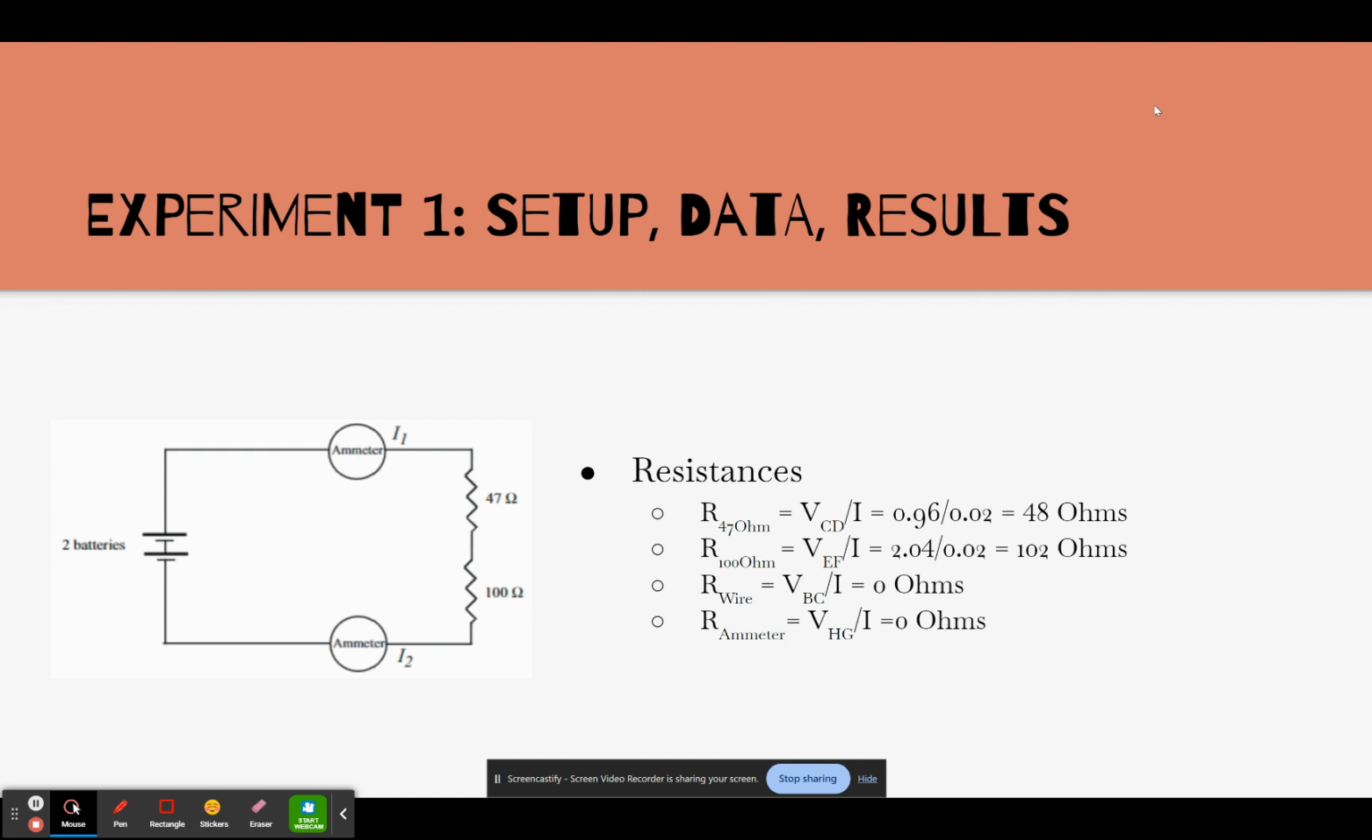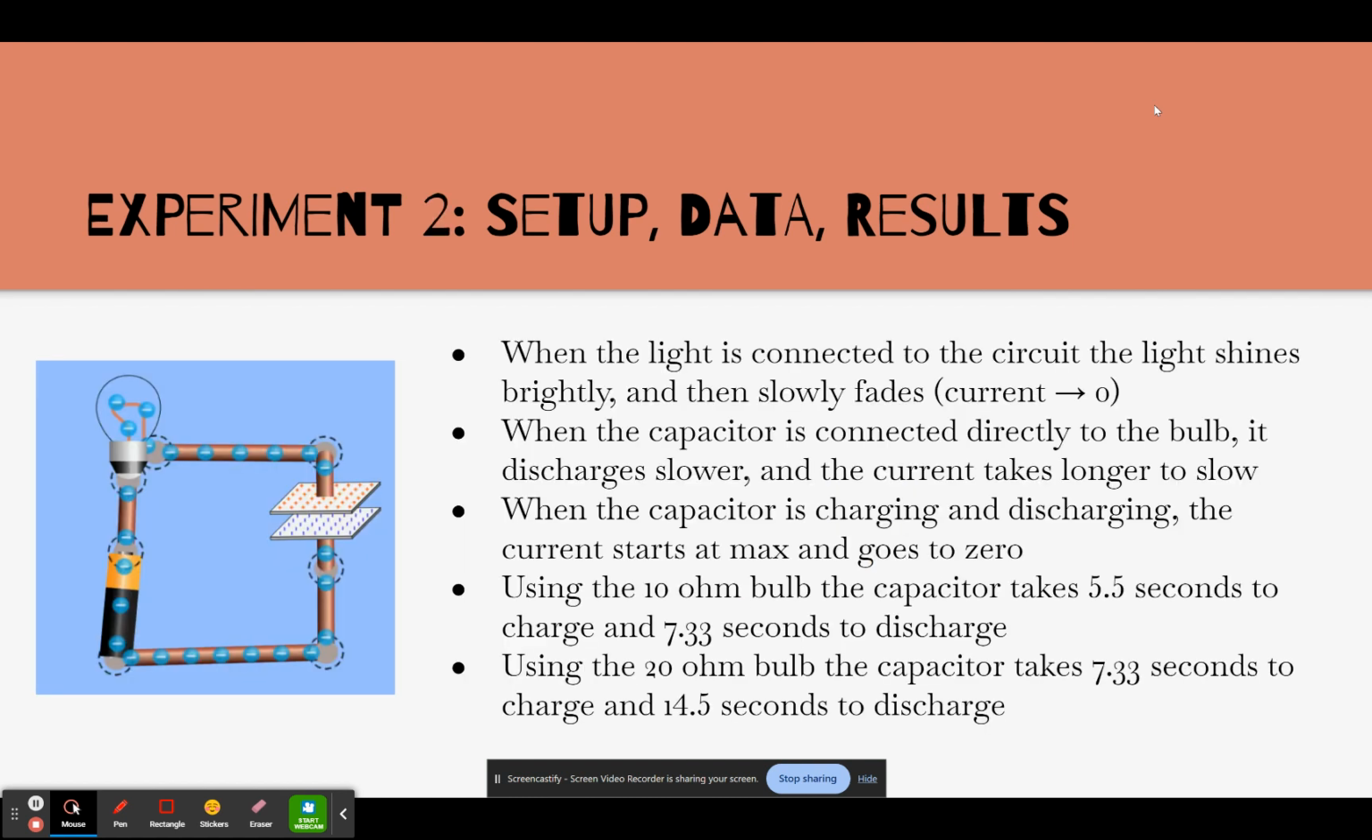These are the resistances calculated around the circuit. We found the voltage change across the area that we were trying to find the resistance of, and we divided that by the total current to get each of them. But V_BC and V_HG were both 0, and so the resistance of the wire and the resistance of the ammeter itself were 0 ohms because it was an ideal circuit in this case. Then we moved on to experiment 2.